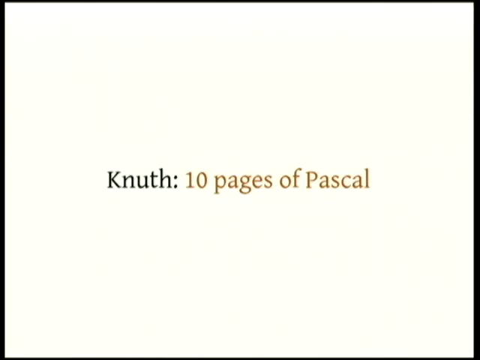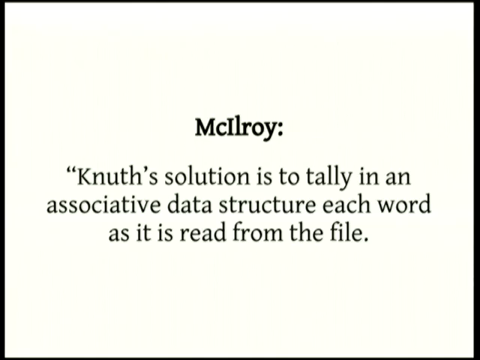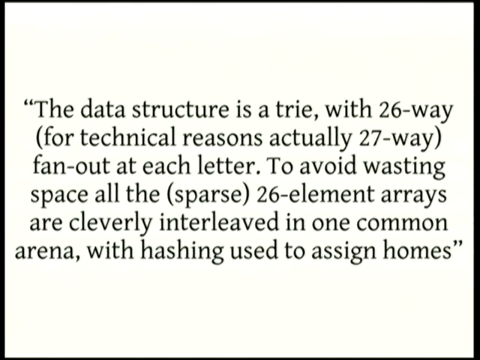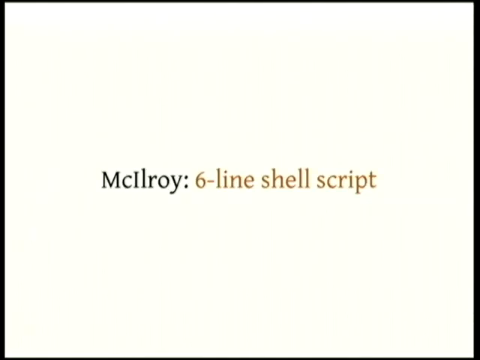He produced 10 pages of Pascal code that did this. And McIlroy admitted, this is a formidable solution. Knuth's solution is to tally in an associative data structure, something like our Python dictionary, each word as it is read from the file. The data structure is a tree with 26-way, well, for technical reasons, actually 27-way fan out at each letter. To avoid wasting space, all of the sparse 26-element arrays are cleverly interleaved in one common arena with hashing used to assign homes. 10 pages of Pascal.